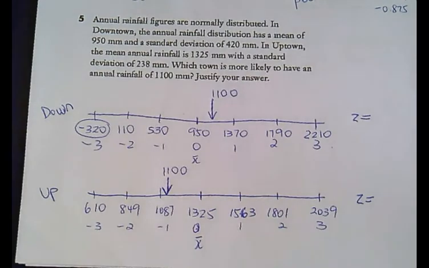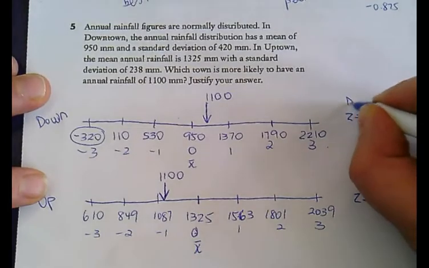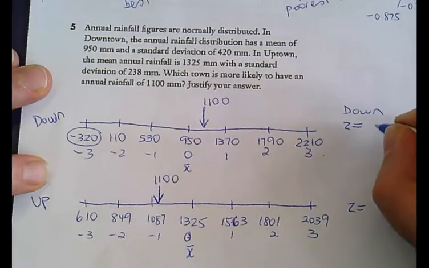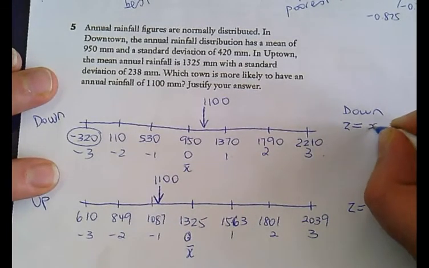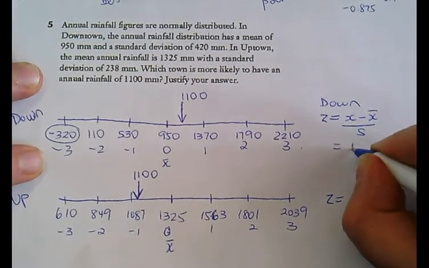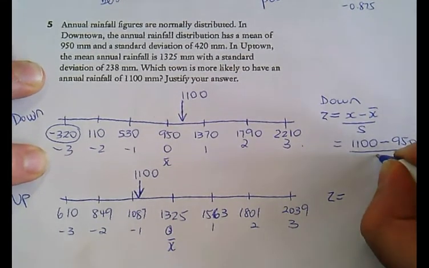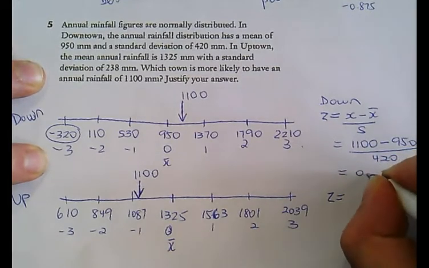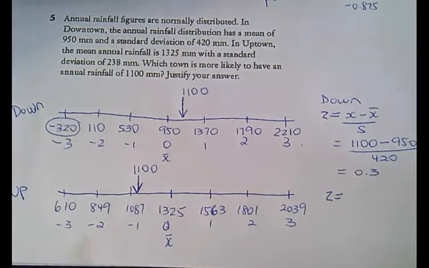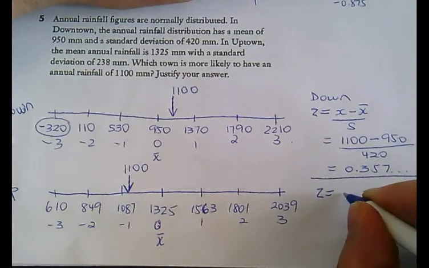Let's just work out the Z score of each. The first town, I know I didn't really need to do that, but I'm doing that to visualize. So for Downtown, the Z score is X minus X bar over the standard deviation: 1,100 minus the mean of 950, over the standard deviation of 420. And what did we get? 0.3 something.